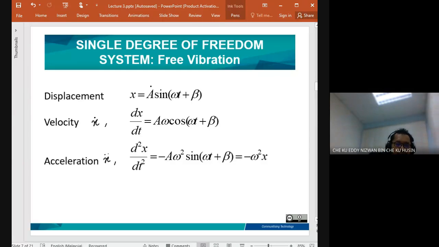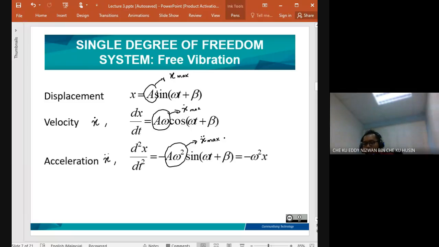This value is the x max, the maximum amplitude. The value in front of cos we can consider as x dot max, and this value is the x double prime max. We can simplify it to minus omega square x, because A sine omega t plus beta we can substitute as x. So we just separate minus omega square, so minus omega square x for the acceleration.